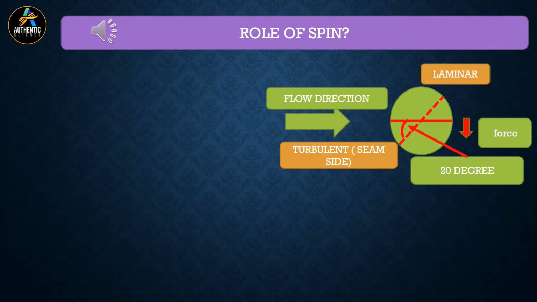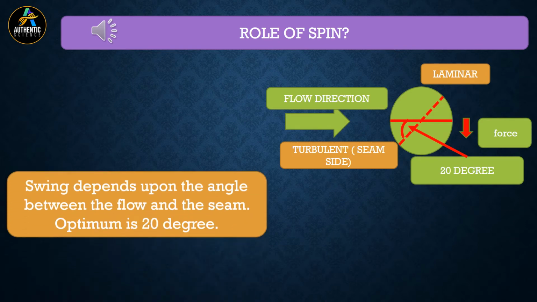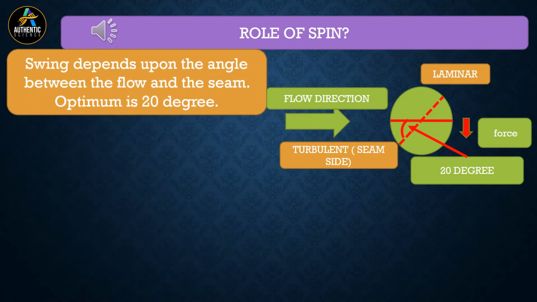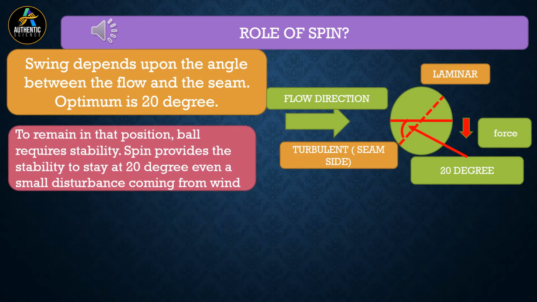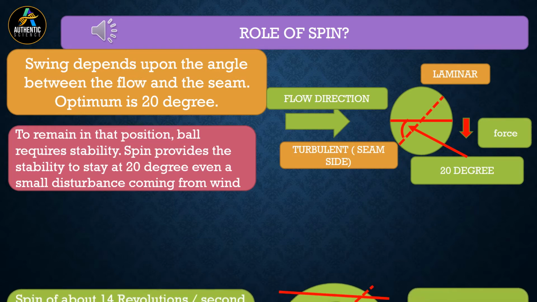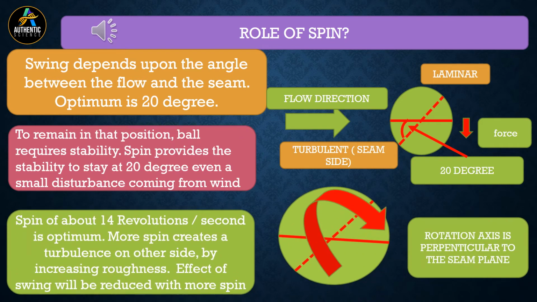Let's see the role of spin in a swing ball. Swing depends upon the angle between the flow and the seam, the optimum angle being 20 degrees. To remain in position, the ball requires stability. Spin provides the stability to the ball to stay at 20 degrees even if there is a mild disturbance from outside forces, for example, force of wind. Spin of about 14 revolutions per second is optimum for the cricket ball.